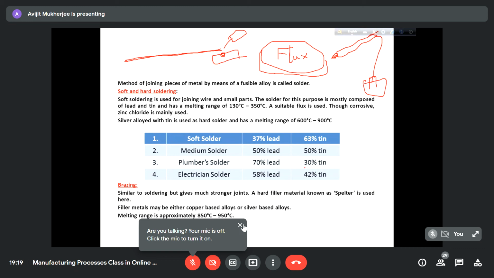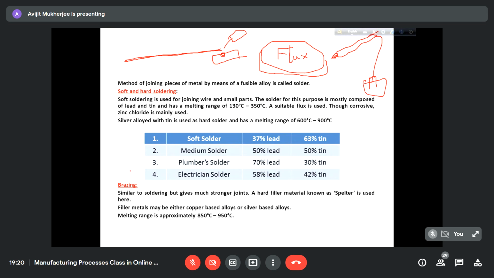70% lead, 30% tin. But electricians use 58% lead, 42% tin. Another term is brazing, that is also a joining process. It is similar to soldering, but it will give a stronger joint than the solder joint. The joint will be much stronger.